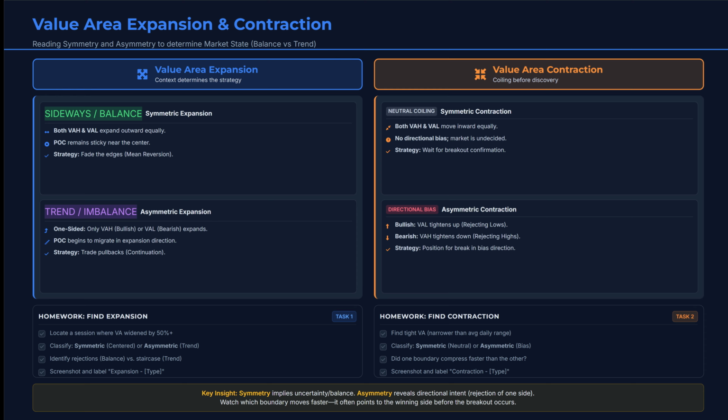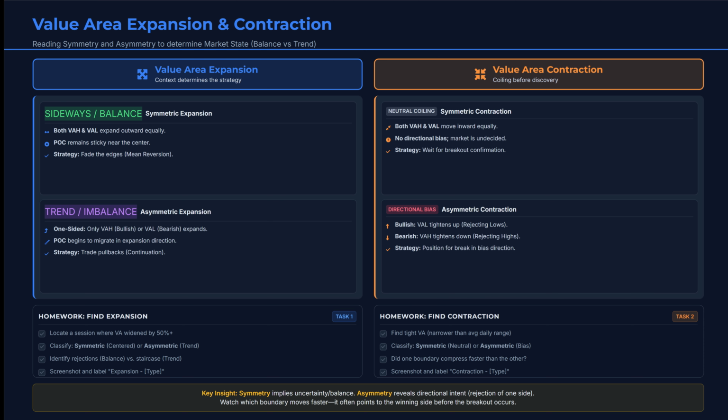The key distinction: symmetric expansion says fade the edges because the market is balanced. Asymmetric expansion says trade with the move because the market is trending and directionally accepting new price levels.